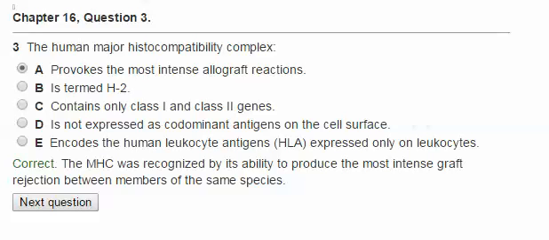Next one, chapter 16, question 3. The human major histocompatibility complex A. Provokes the most intense allograft reactions. B. Is termed H2. C. Contains only class 1 and class 2 genes. D. Is not expressed as co-dominant antigens on the cell surface. E. Encodes the human leukocyte antigens HLA expressed only on leukocytes. And the answer is A. Provides the most intense allograft reactions. The MHC was recognized by its ability to produce the most intense graft rejection between members of the same species.